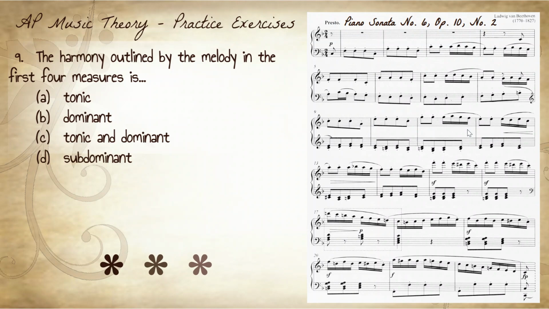Questions 9 to 12 are based on this excerpt. Question 9. The harmony outlined by the melody in the first four measures is A. Tonic, B. Dominant, C. Tonic and dominant, or D. Subdominant.